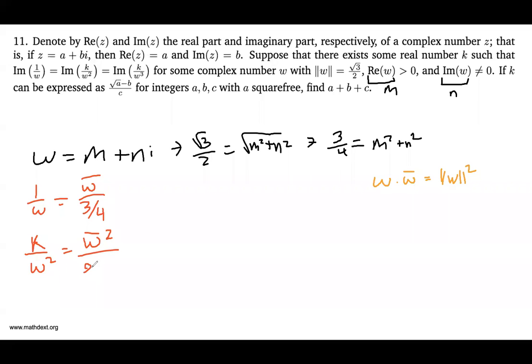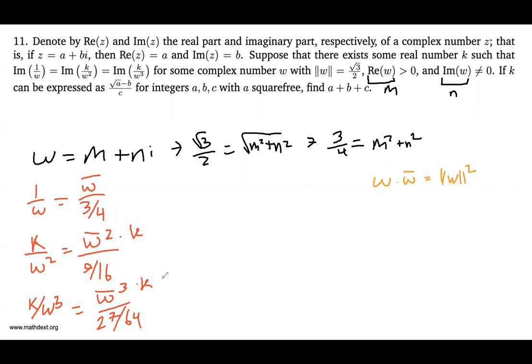And finally, k over w cubed is equal to k times w bar cubed over the magnitude of w to the power of 6. However, once again, the magnitude of w is root 3 over 2, and if you take that to the 6th power, you get 27 over 64. And of course, these two have to be multiplied by k. Okay?